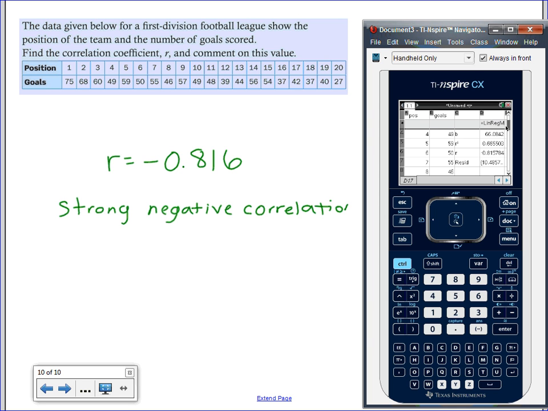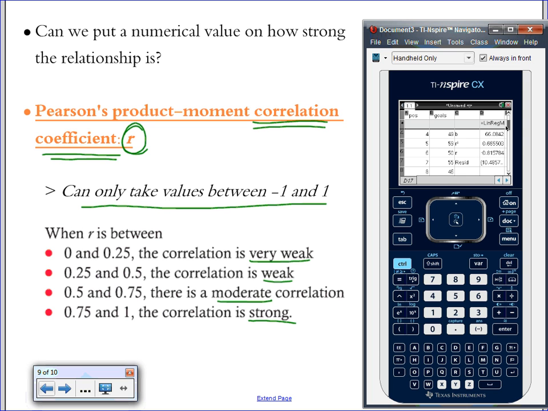So hopefully on the previous slide you wrote down those breakdowns. I'll go back to it for a second. These breakdowns here, you want to record these in your notes so that you can make the accurate comment when you're doing your homework and eventually your project. You want to be able to say correctly if you have a very weak, moderate, or strong correlation based on the number that you get for R.